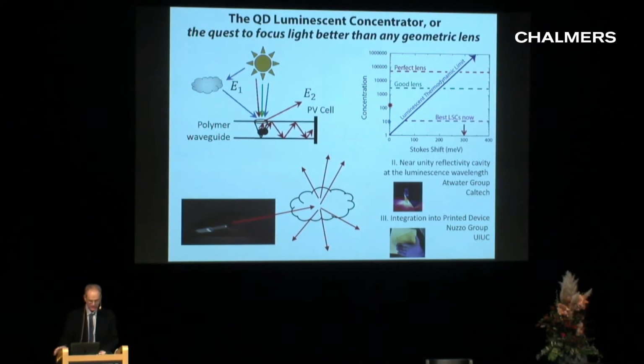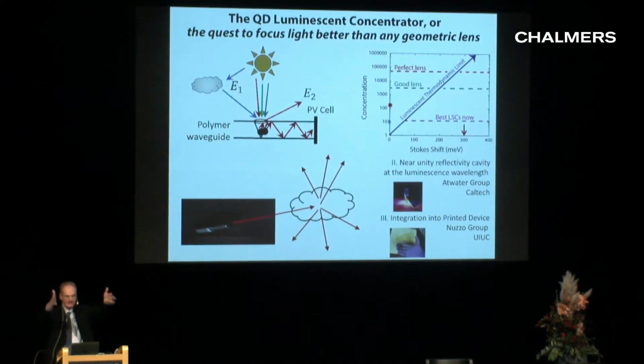Now you say, well, who cares? So let's imagine that I'm trying to make a lens, okay? So I want to take light and I want to focus it tightly. Why would I want to do that? Well, you'll see that in solar cells, there's many reasons to want to do that. I'm going to describe that to you in a minute.